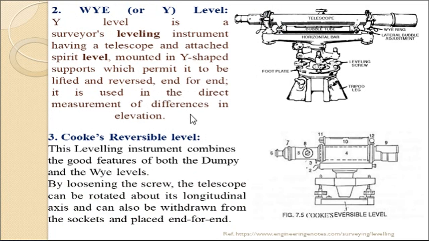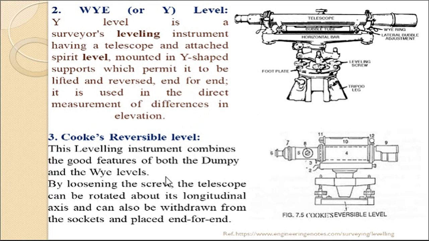Next, the Y level, also known as the surveyor's leveling instrument, is attached with a spirit level, and there is a little change here: the telescope is mounted in a Y shaped ring. The Y shaped ring permits lifting of the telescope and it can be reversed from end to end, and it is used in the direct measurement of differences in elevation.